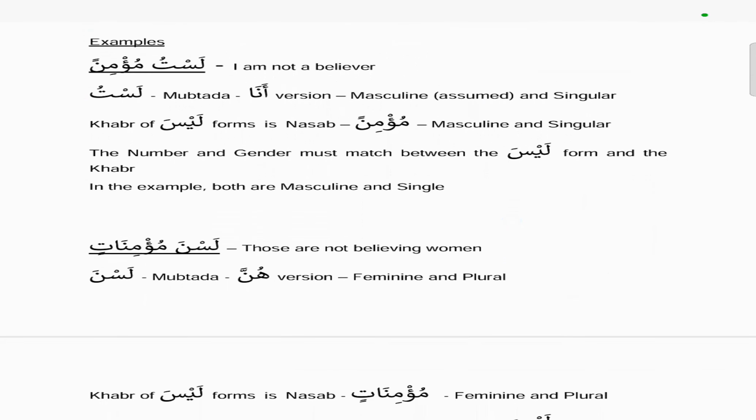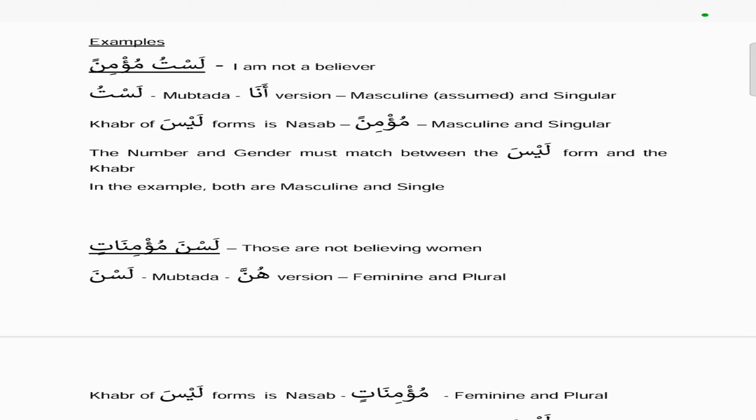And some examples. Lastu mu'minan. So I am not a believer. Meaning in this example, we don't need to use the original independent pronoun ana. Instead, we just use the ana version of laysa. So lastu mu'minan means I am not a believer. Lastu is the mubtada, is the ana version, and it's masculine and singular.